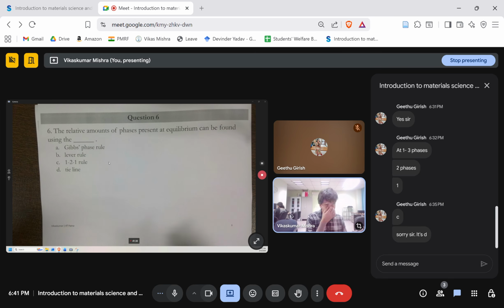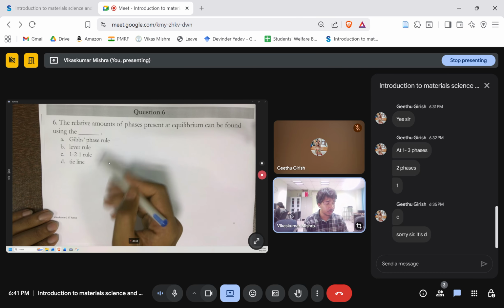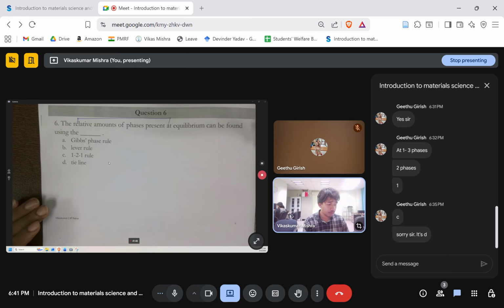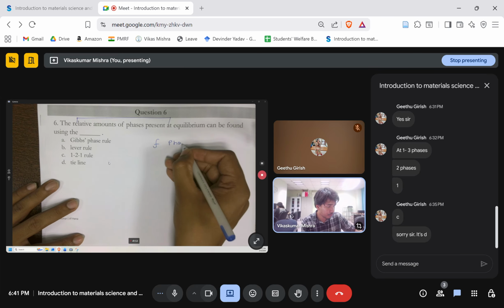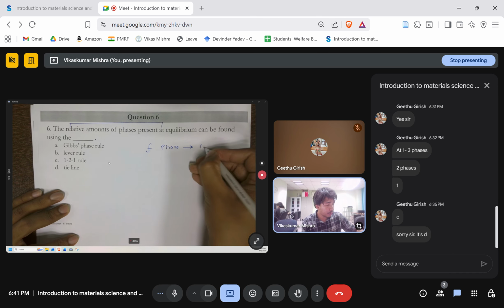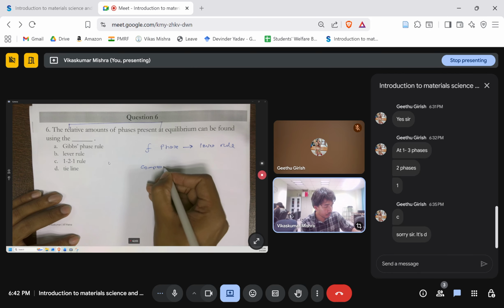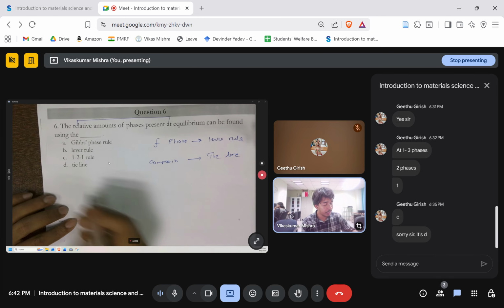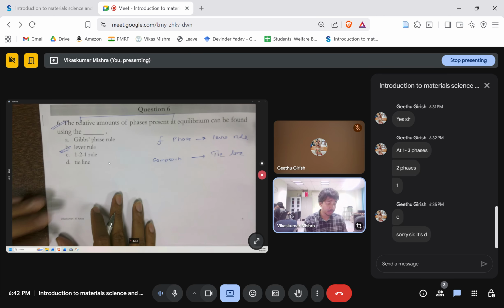It's very easy. The relative amount of phases present at the equilibrium can be found using... So which of the things we should use to find the relative amount of the phases present? We have already discussed. If we want to find the fraction of the phases, we'll use the lever rule. While if we want to find the composition of the phases, we'll use the tie line. So here the right answer will be the option B. Right. Let's move to the next part, question number 7.